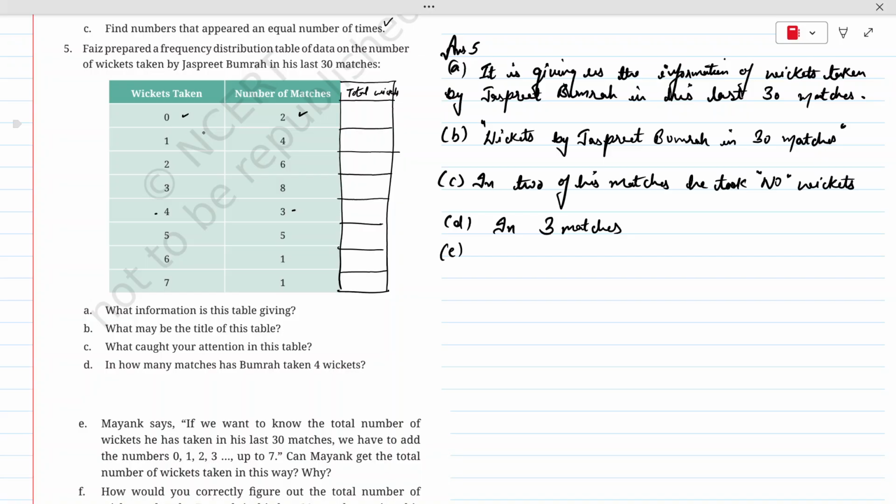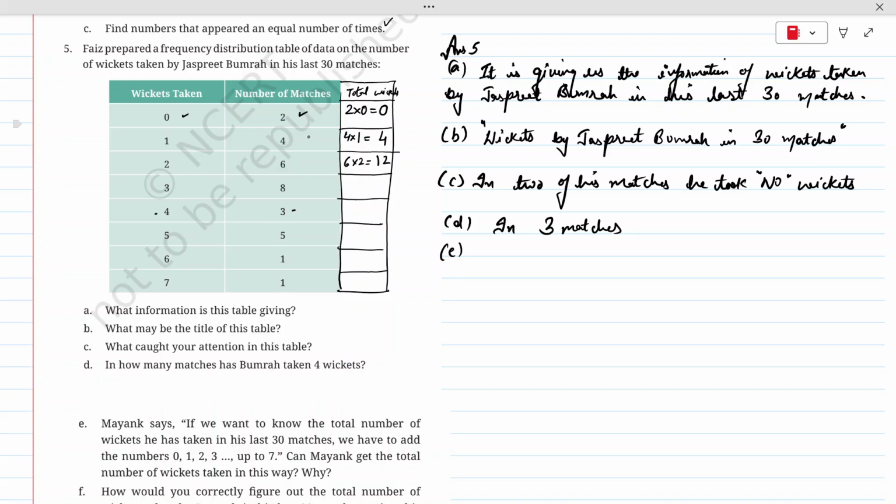So if I go to the very first column, it says in 2 matches he took 0 wickets. That means we will get 2 multiplied by 0 is equal to 0. Okay. In 2 matches he got 0 wickets. Then in 4 matches he took 1 wicket. So this is 4 multiplied by 1, we will get 4. That means in 4 matches he took 4 wickets in total. Now in 6 matches he took 2 wickets. So that means 6 multiplied by 2. That is total he took 12 wickets here.